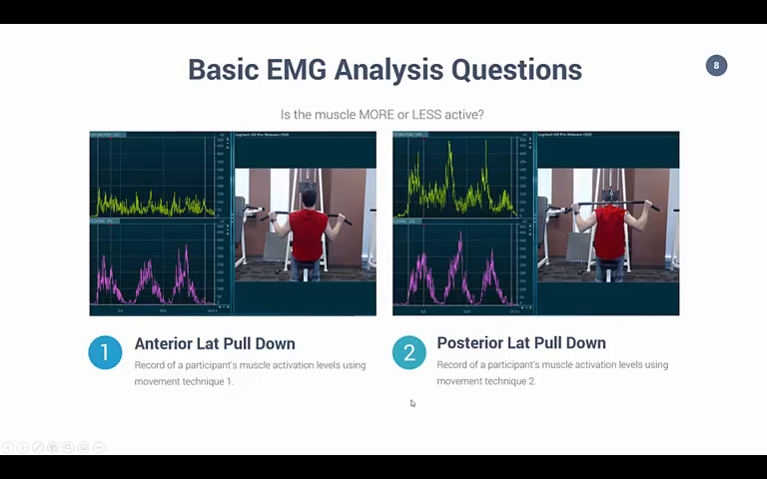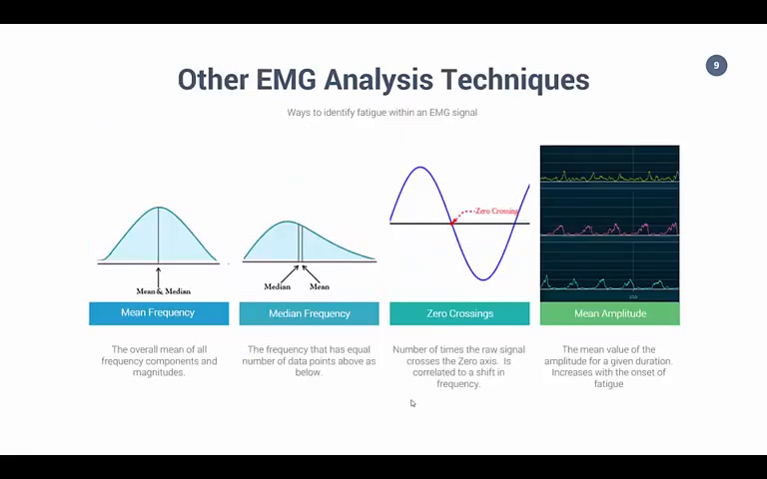Using EMG to compare different activities and seeing how the coordination patterns and the muscle activity intensities change is one of the most common use cases for EMG. Other EMG analysis techniques include looking at the frequency components of the signal. Typically, the frequency components are used to identify when a muscle is fatigued.